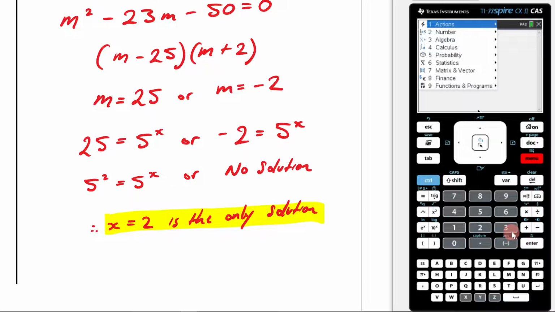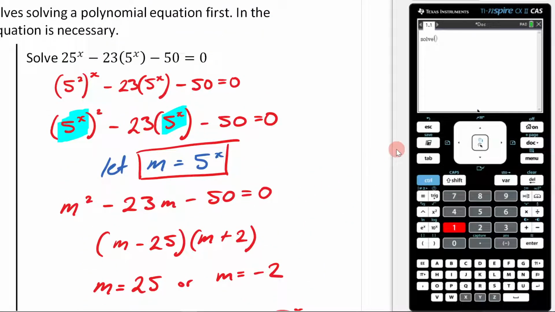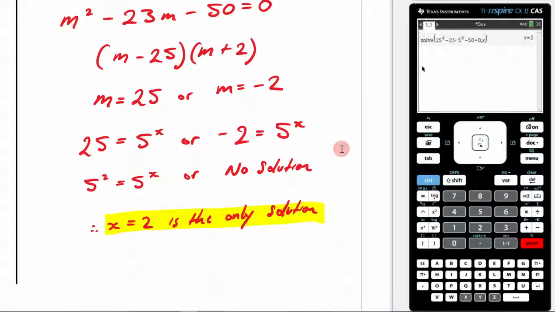So menu 3.1, what is the question that we were given? We were given 25 raised to the x minus 23 times brackets 5 raised to the x, close my brackets, minus 50 is equal to 0, close it, comma x. That looks correct. x is equal to 2, just like that. So that is another way with your CAS to do it.